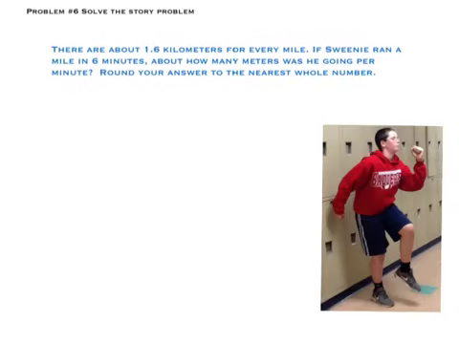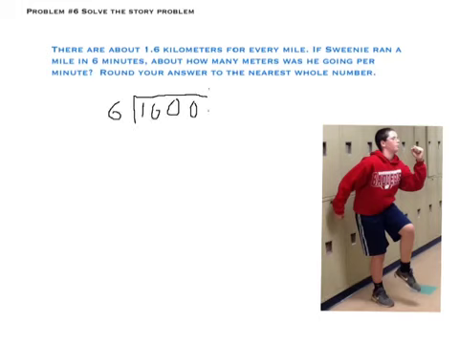There are about 1.6 kilometers for every mile. If Sweeney ran a mile in 6 minutes, about how many meters was he going per minute? Round your answer to the nearest whole number. Let's use what we know. 1,000 meters are in 1 kilometer, so we have the leftover 0.6, which would end up as 600 meters. We now add the 1,000 with the 600 and get 1,600 meters. Now we need to divide the 1,600 meters by the 6 minutes to get our answer.